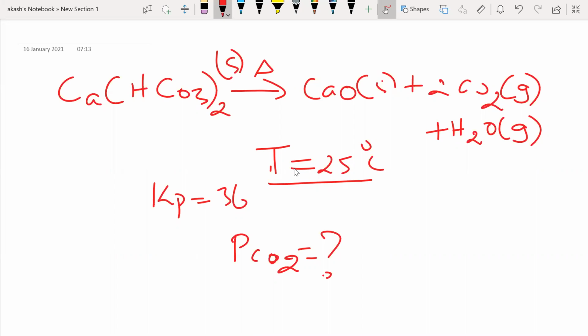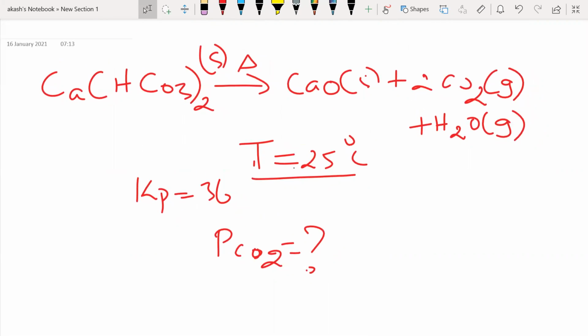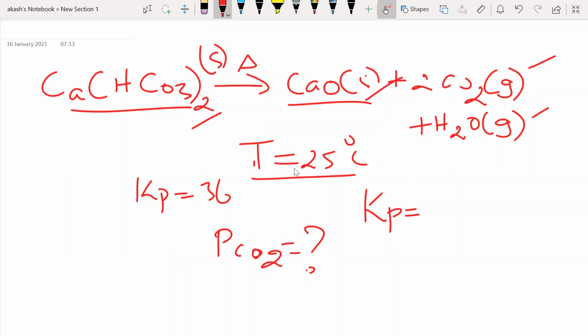So the partial pressure of water. Ah, correct. That's the problem you would have faced. Fine. Okay, let me help you with that. So if I write the Kp equation for this reaction, guys, I don't have to include these in the Kp equation because they are solids. I have to only include gases. So it is going to be partial pressure of CO2 squared into partial pressure of H2O, right?